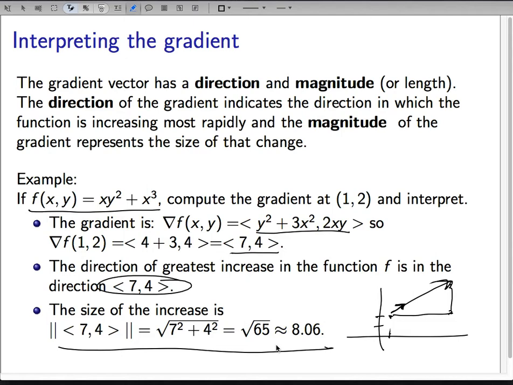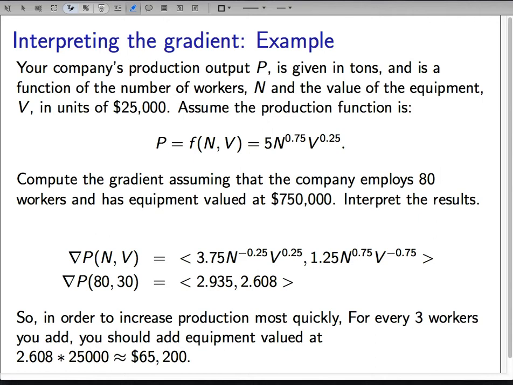So what does that mean? It means if I travel 1 unit along the gradient vector in that direction, I can expect my function to increase by about 8.06 units. So that's how I would interpret the gradient. Let's look at another example.